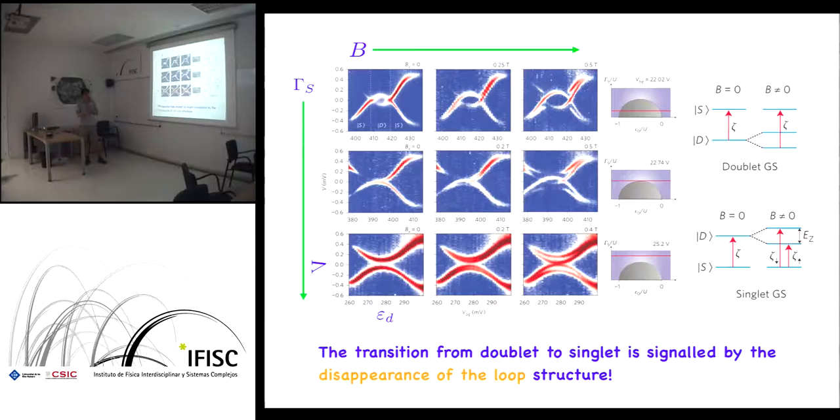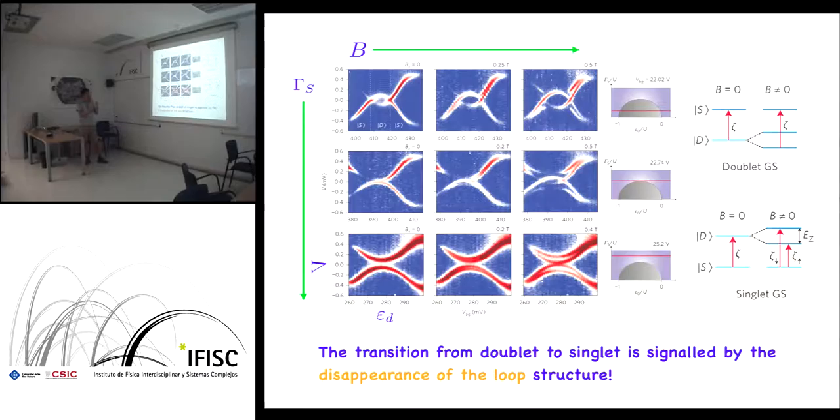When we don't apply any magnetic field, there are only two states, doublet and singlet. Then when we apply a magnetic field, the doublet splits because of the Zeeman effect, but the singlet does not split. So when we don't apply any magnetic field, there is only one excitation. So we see one branch and the corresponding hole branch, but in this case we start from the doublet. When we apply a magnetic field, this branch is split too. But in the doublet regime, we can see only one branch. This is due to this physics.